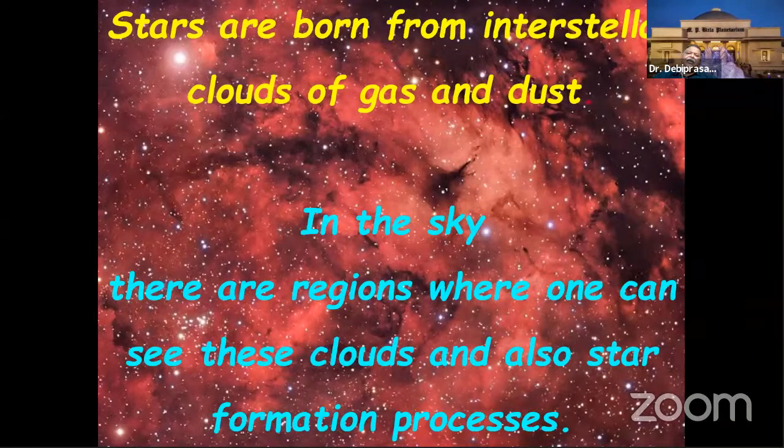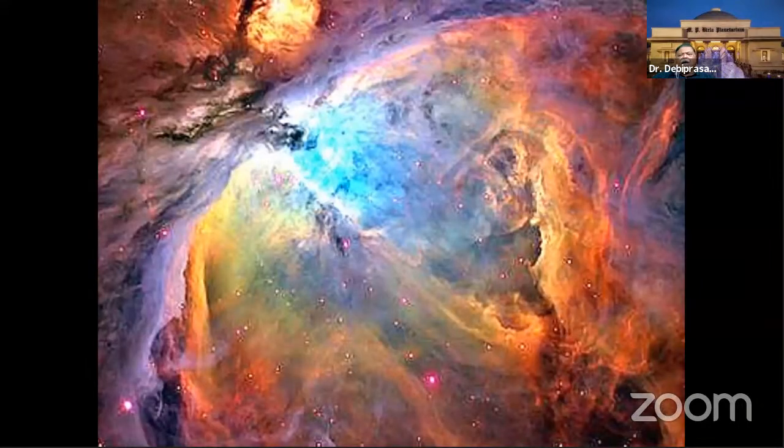In the sky, there are regions where one can see these clouds and also star formation processes. My friend, I will just try to show you the absolute beauty of the cosmos, some of these interstellar clouds. Just see for yourself, true color picture. And do you know what is the typical size of the cloud? 1,000 solar systems can be born out of this cloud.